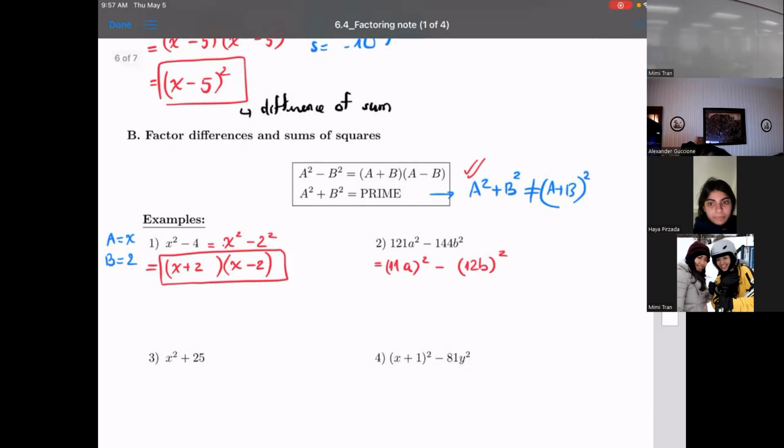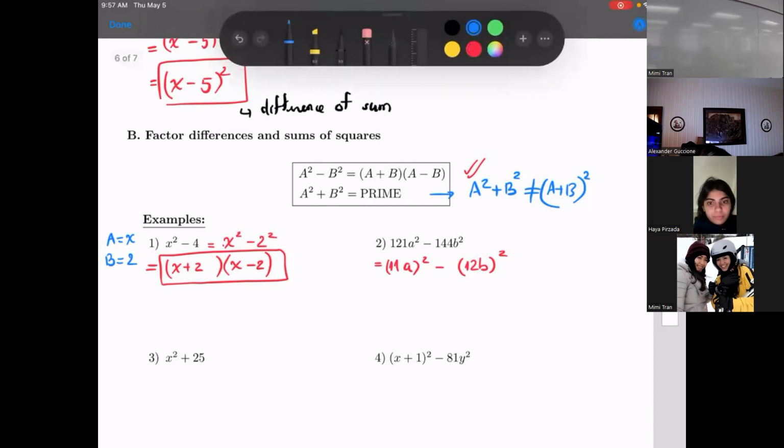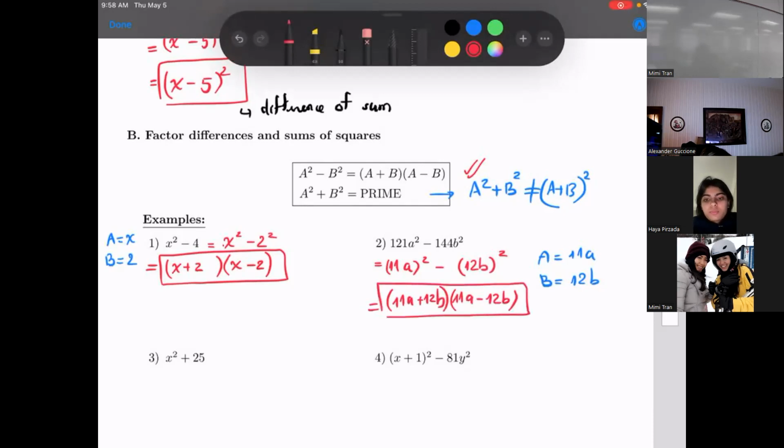What's my a? What's my b here? A is 11 little a, and b is 12 little b. It helps to do that. So a plus b, a minus b: 11a plus 12b, and a minus b, so 11a minus 12b. Done.